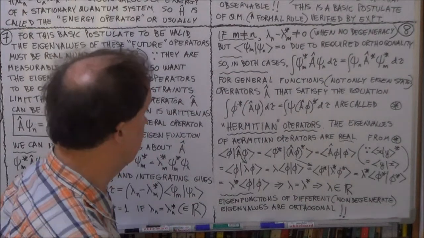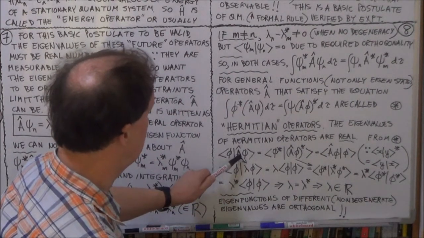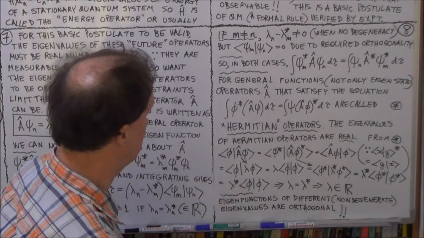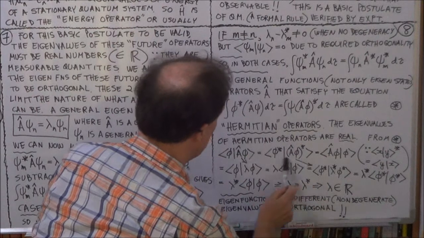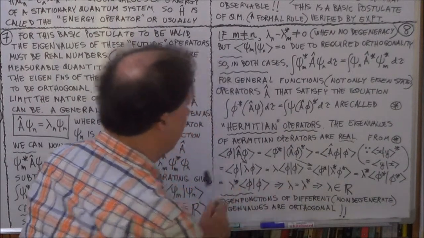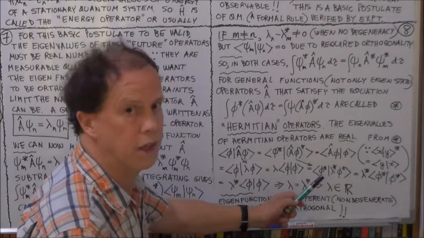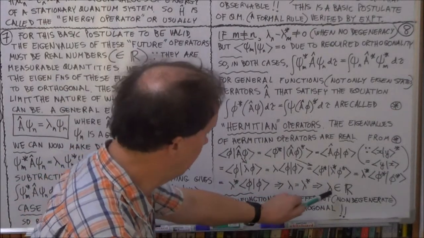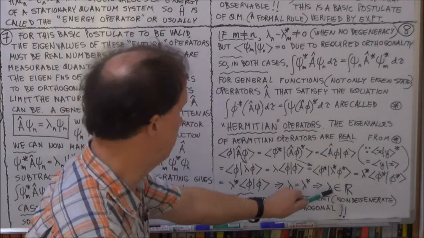So assuming that your A hat is Hermitian, in other words, this is true, and if that's true, then that is true. Assuming that A is Hermitian, we have now proved, that's the end of the proof, that the eigenvalue lambda here belongs to the reals, that lambda is real.